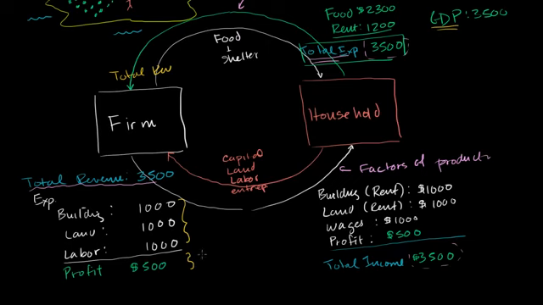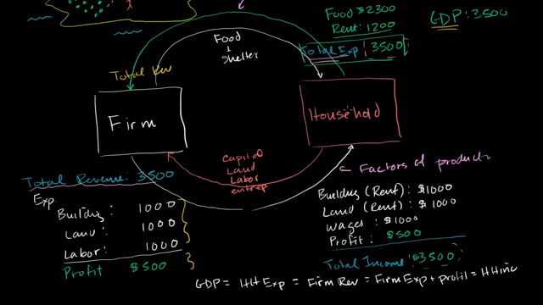And so let me write this down. The way we looked at it in the last video, that very simple example, GDP was equal to household expenditures, which was equal to firm revenues, which was equal to firm expenses plus profit, which is equal to household income. I'll just write Inc. for income. Household income. And of course, household income is then, at least in this case, equal to household expenses.